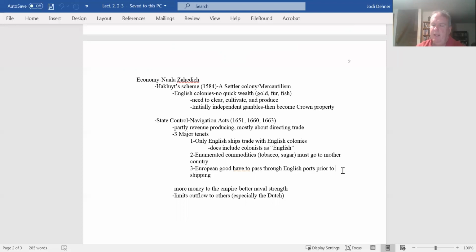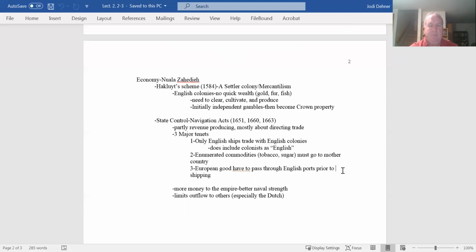Hakluyt says, I propose that we set up a settler colony in which we move people from the expanding population here in England. We ship them across to our colonies where they then will clear the land and they will grow crops and materials that we can use here in England, in the mother country. A settler colony, moving people over with the intent they're going to stay, and they're going to generate products for us at home, right?